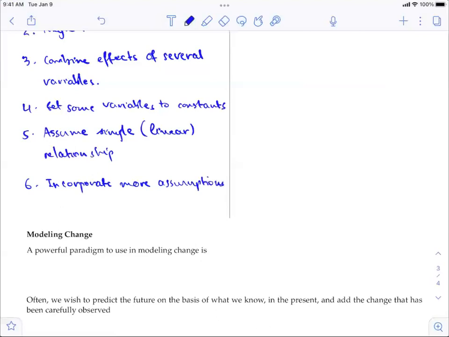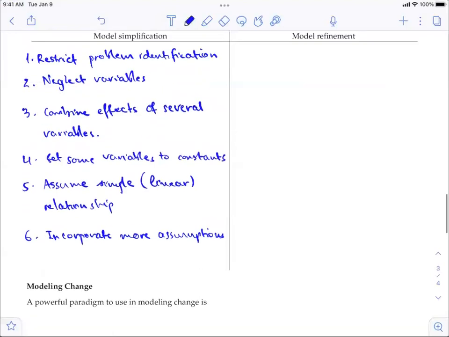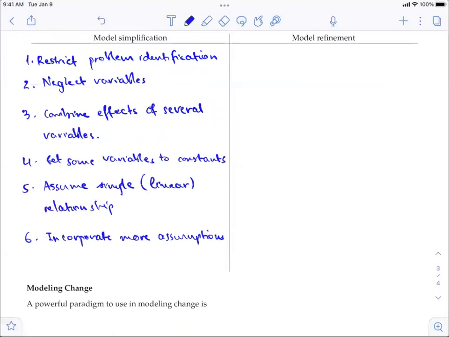Right, so the more assumptions you have, the easier your model is going to be. Now, because the end goal is to test your model with real world data, after simplifying the model and testing it against the real world data, you can refine or modify the model. The idea is to expand the problem.